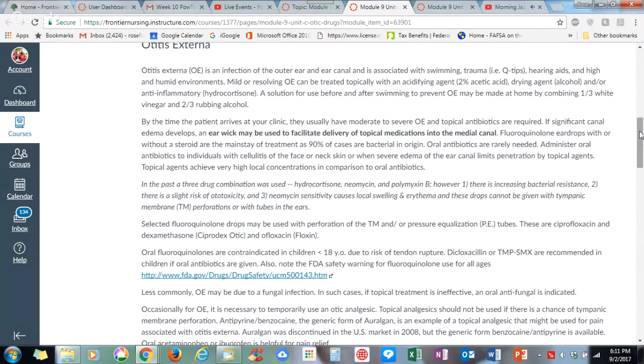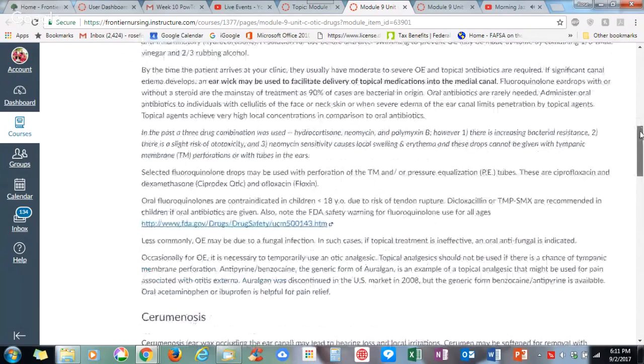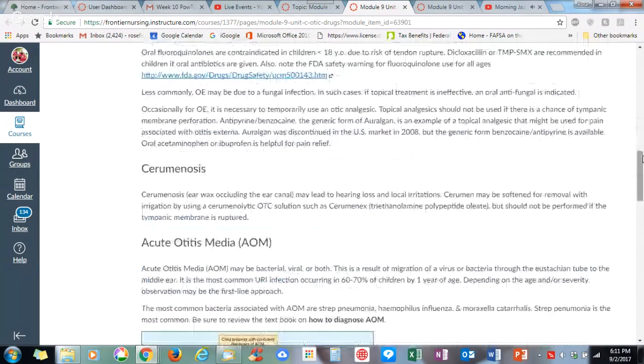These are ciprofloxacin and dexamethasone, Ciprodex otic, and ofloxacin, Floxin. Oral fluoroquinolones are contraindicated in children less than 18 years old due to risk of tendon rupture. Dicloxacillin or TMP-SMX are recommended in children if oral antibiotics are given. Also, note the FDA warning for fluoroquinolone use of all ages.